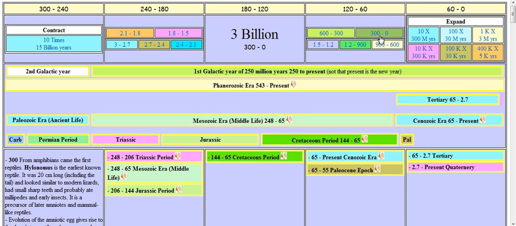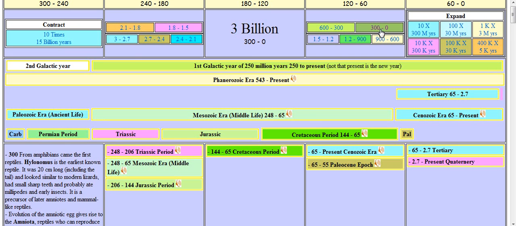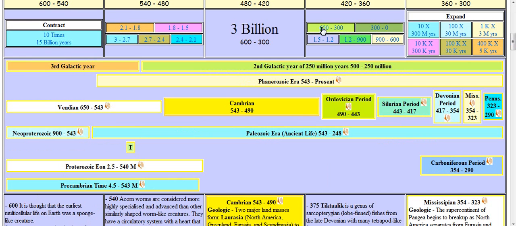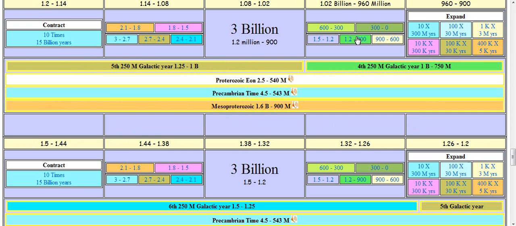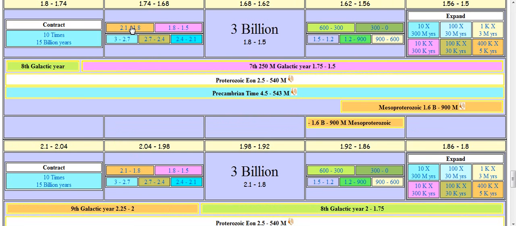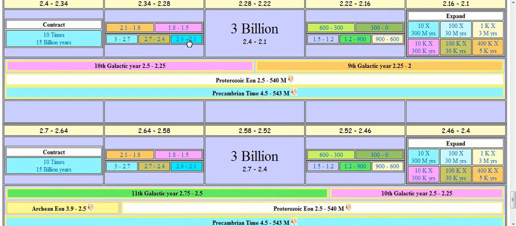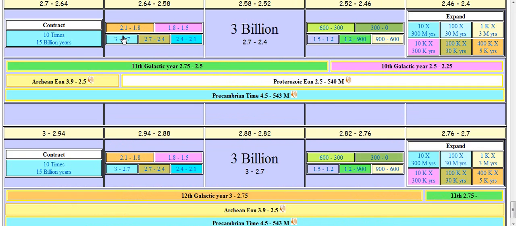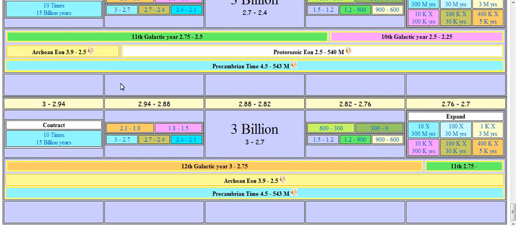But we can move back. Let's move back some. So this is this page, 0 to 300. 300 to 600, 600 to 900, 900 to 1.2 billion, 1.2 to 1.5, 1.5 to 1.8, 1.8 to 2.1, 2.1 to 2.4, 2.4 to 2.7, 2.7 to 3. So here we are at the 11th galactic year.